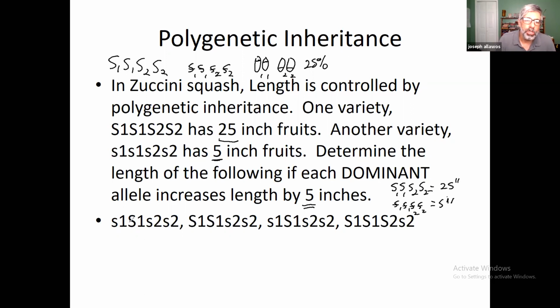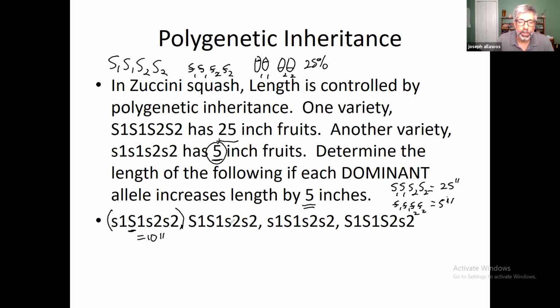So the way to approach it is you look at this genotype here and you say, okay, if this individual was homozygous recessive, how long would the fruits be? Well, it would have 5-inch fruits. But it's not homozygous recessive. We have this dominant allele here. There's only one dominant allele. So we have to do what? We have to add 5. So 5 is your base. You start at 5, and because we have one dominant allele, we add 5. So 5 plus 5 equals 10. So this individual will make squash that are 10 inches.